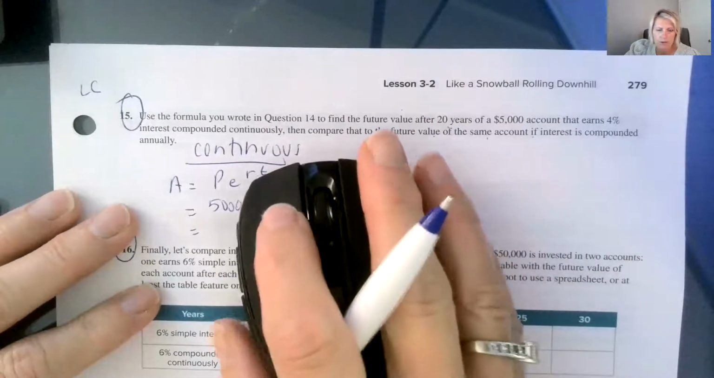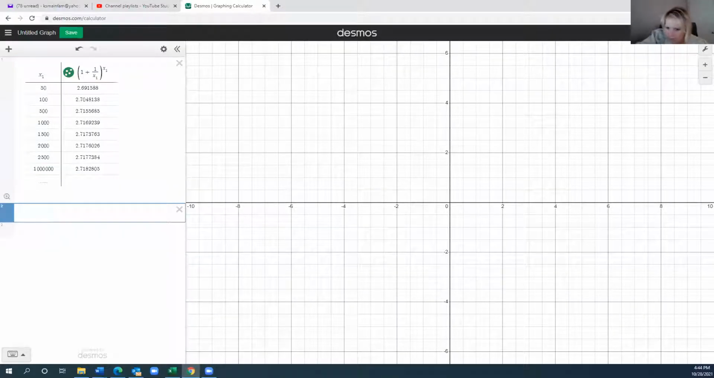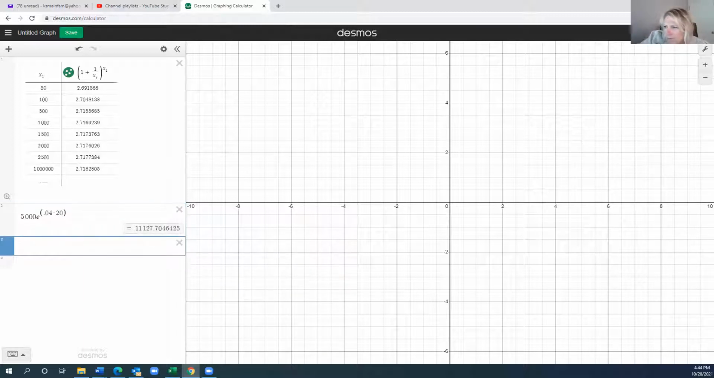So let's go to Desmos to check it out here. And we've got $5,000 E. And when I put in E, notice that it goes italicized because it knows that that's what we're talking about, because we're doing a calculation, and we're going to say parentheses 0.04 times 20 years. And so after 20 years, our $5,000 would now be $11,127.70.